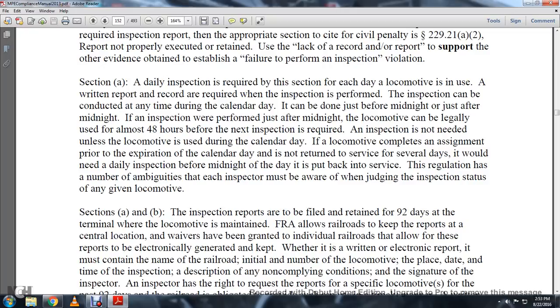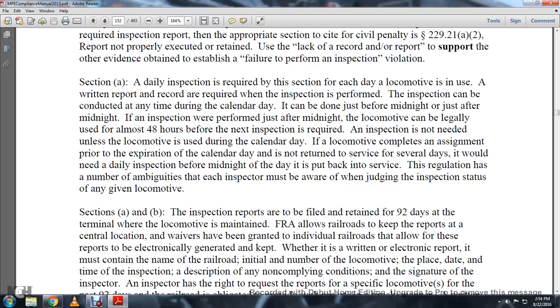Section A. A daily inspection is required by this section for each day a locomotive is in use. A written report is required. When the inspection is performed, it can be conducted at any time during the calendar day. It can be done just before midnight or just after midnight. If an inspection is performed just after midnight, the locomotive can be legally used for up to almost 48 hours before the next inspection is required. An inspection is not needed unless the locomotive is used during the calendar day.